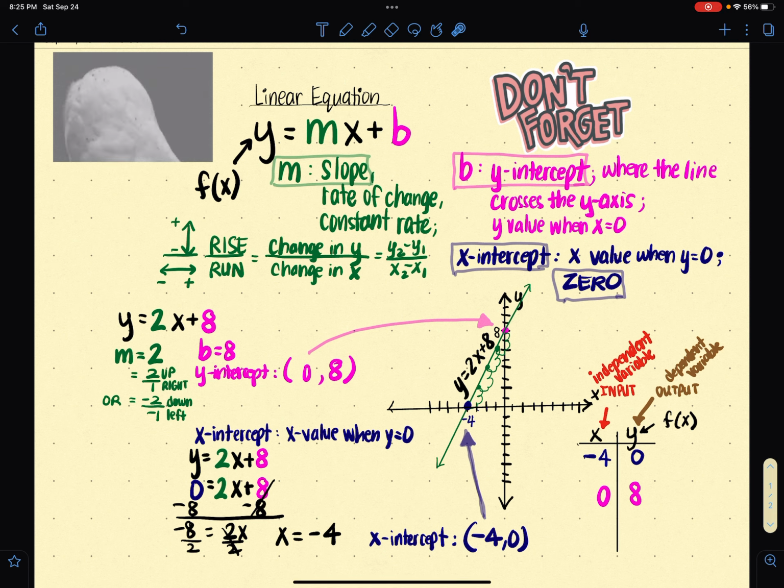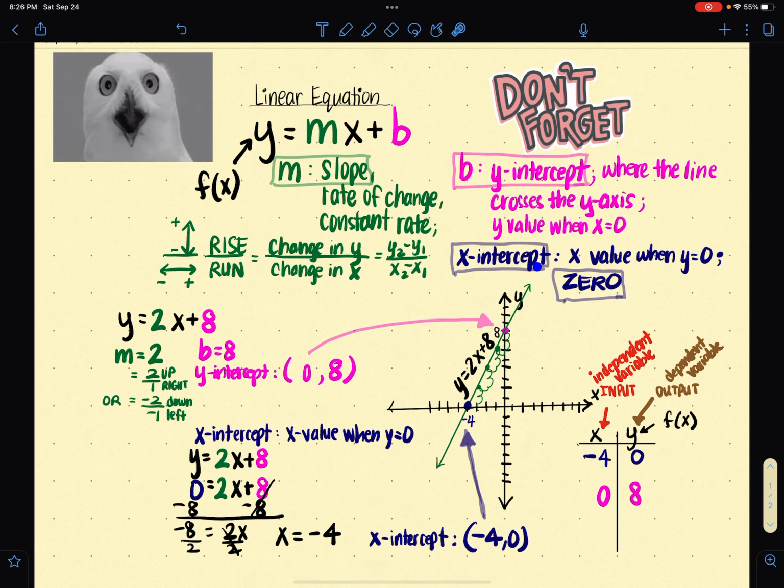And so if you look over here, m represents slope. Another vocabulary word for slope would be rate of change, constant rate. And if you look over here in pink, that would be the y-intercept. The y-intercept is exactly where that line crosses the y-axis, and it's also the y value when x equals 0.